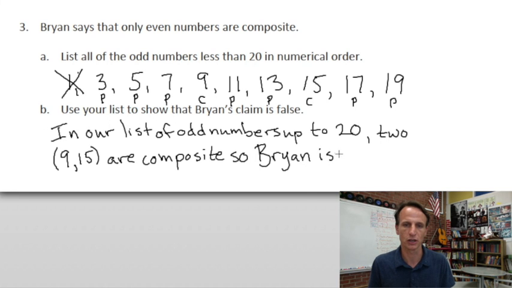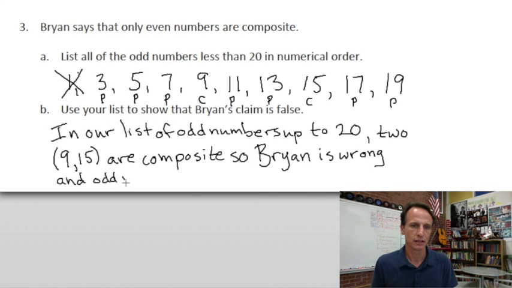Just like saying that, rub it in his face. Brian is wrong. No, just kidding. We're doing it in a friendly way. But he's wrong. And Brian is wrong. And odd numbers can be composite.